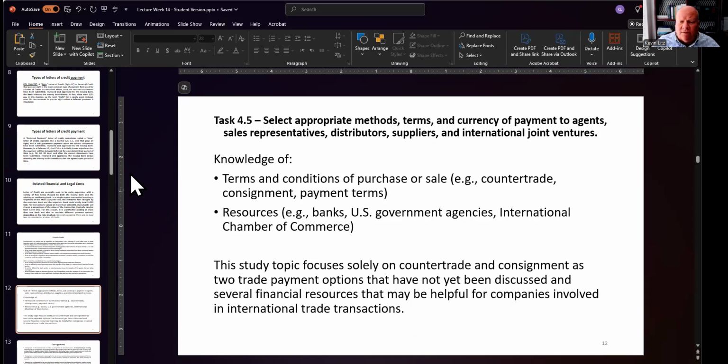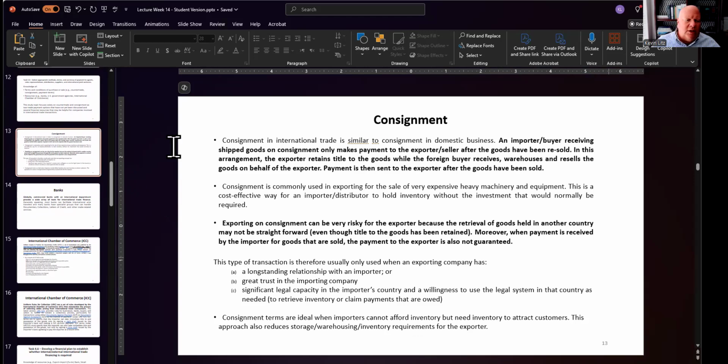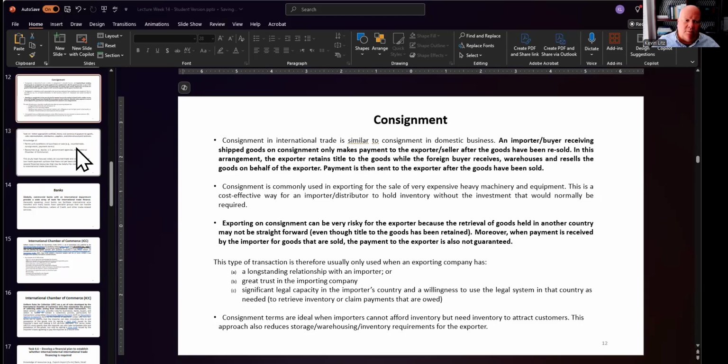Task 4.5, what are the T's and C's of sale? Resources for payment. We talked about consignment. That's where I'm going to put product. We talked about that last week. I'm Toyota, and I put a bunch of Toyota cars into the dealer. The dealer doesn't pay for them until they're sold. So that's another way of receiving the money and when you get it.